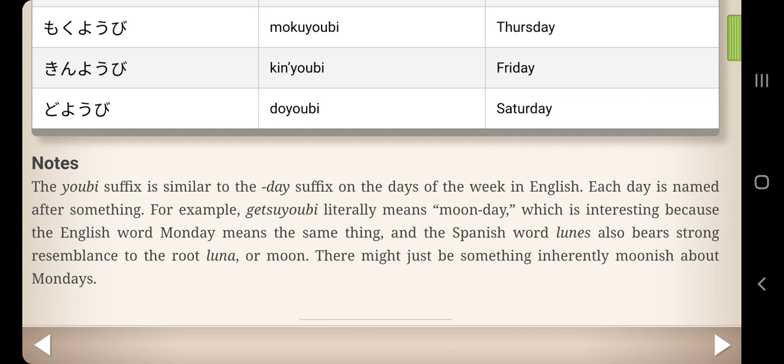Each day is named after something. For example, Getsuyobi literally means moon day, which is interesting because the English word Monday means the same thing, and the Spanish word lunes also bears strong resemblance to the root luna, or moon. There might just be something inherently moonish about Mondays.